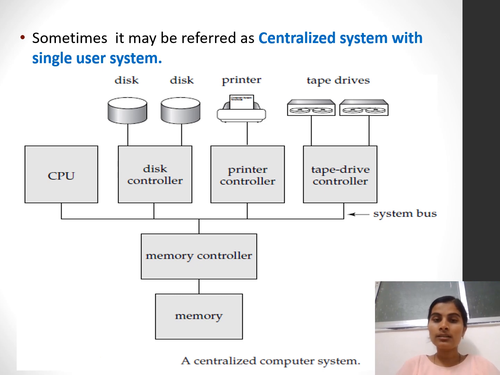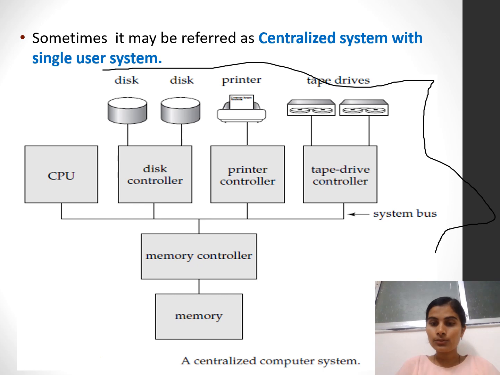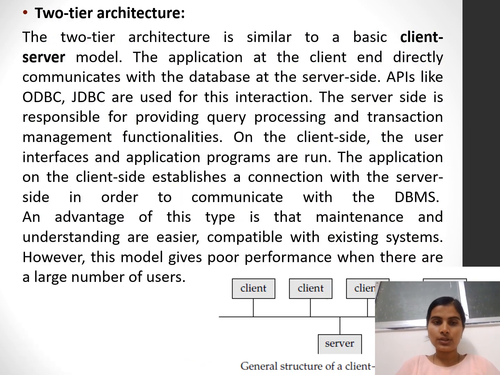Now this is basically the architecture which shows how the data is stored in the system. So, two-tier architecture. The two-tier architecture is similar to the basic client-server model. The application at the client end directly communicates with the database at the server side.